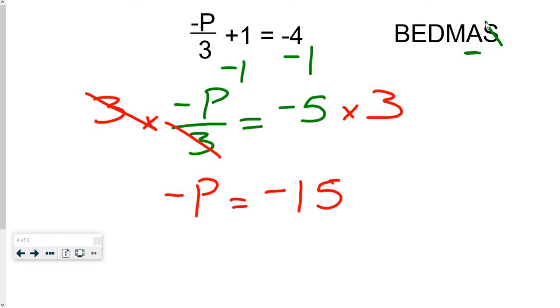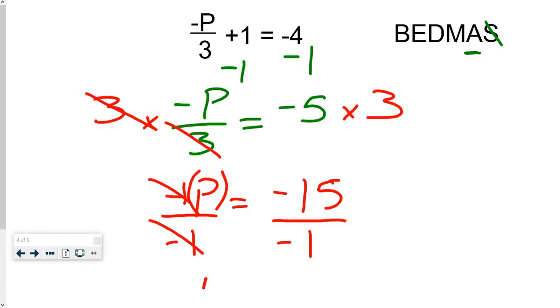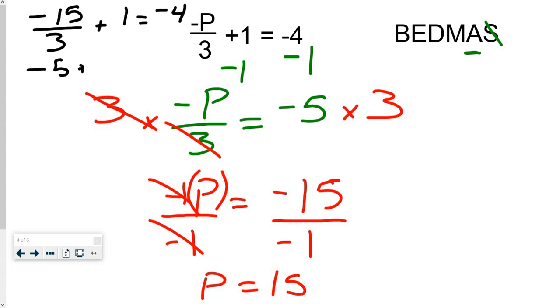Now the tricky part here is you can think of it in two ways. Because there's a negative on both sides, they cancel each other out. Or you can think of it as this is negative as well as this is negative, and what's actually happening here is P times negative 1. So to get rid of that negative 1, we have to divide by negative 1. So we divide by negative 1 as well. Those cancel each other out. We're left with P equals 15. So if we plug this back into our equation, because it's P equals 15, negative P is negative 15, divided by 3 plus 1 equals negative 4. That's negative 5 plus 1 equals negative 4 equals negative 4. We are correct.